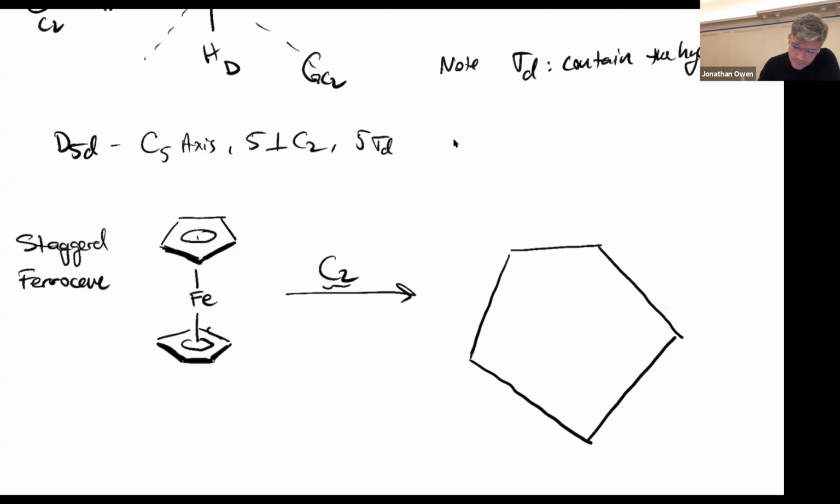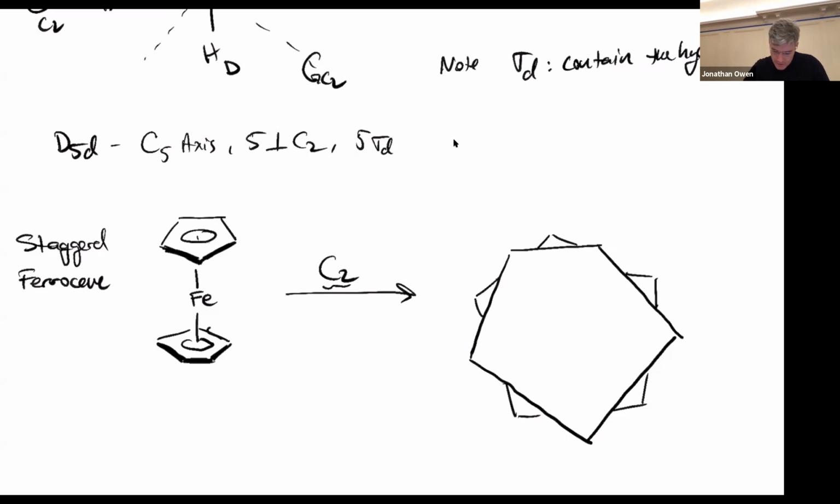Too bad there aren't shapes. Now, it's staggered, so the points of these pentagons don't overlap. They're kind of in between each other. And now we're looking for, it's not too hard to see the C5 axis, right? C5 axis just sort of spins the ring around. But what about these perpendicular C2s and 5 sigma Ds?